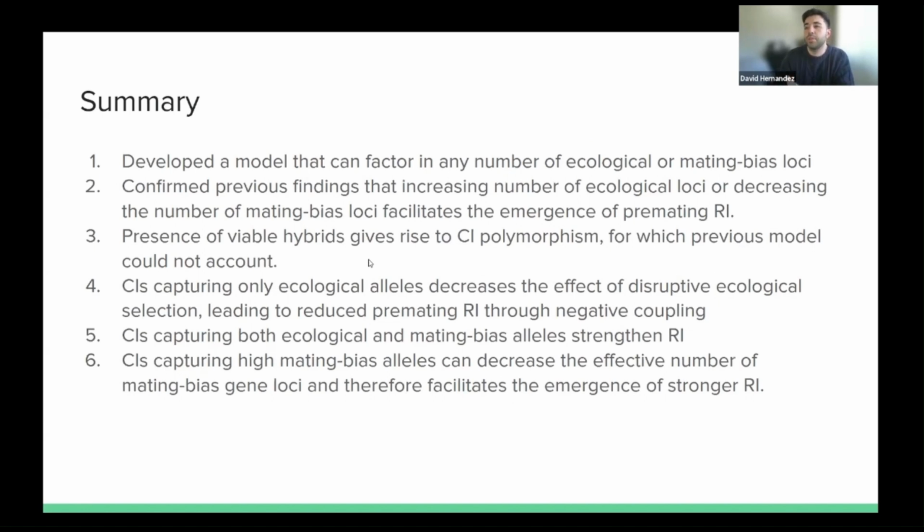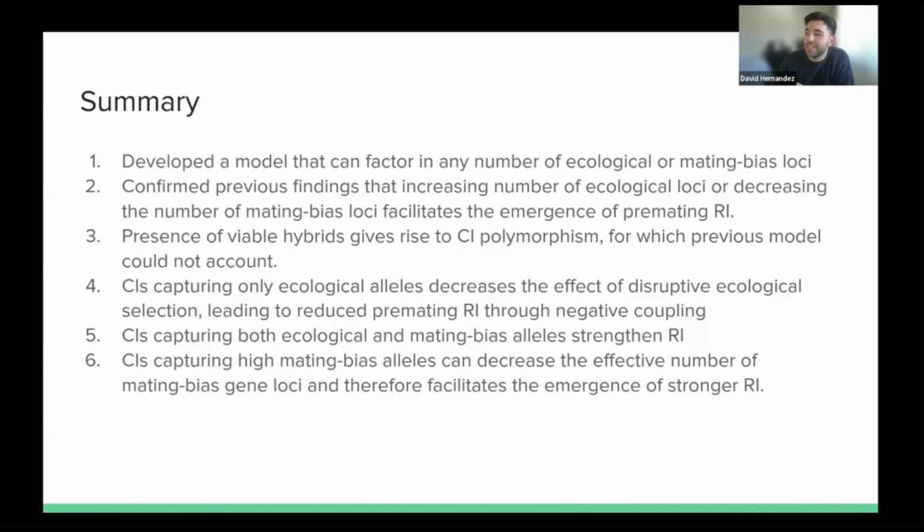So to summarize our model, we developed a model that can factor in any number of ecological or mating bias loci. We ended up confirming previous findings that increasing the number of ecological loci or decreasing the number of mating bias loci facilitates the emergence of pre-mating reproductive isolation. Presence of viable hybrids gives rise to chromosomal polymorphism. That was something I didn't touch on. I think I was rushing through.